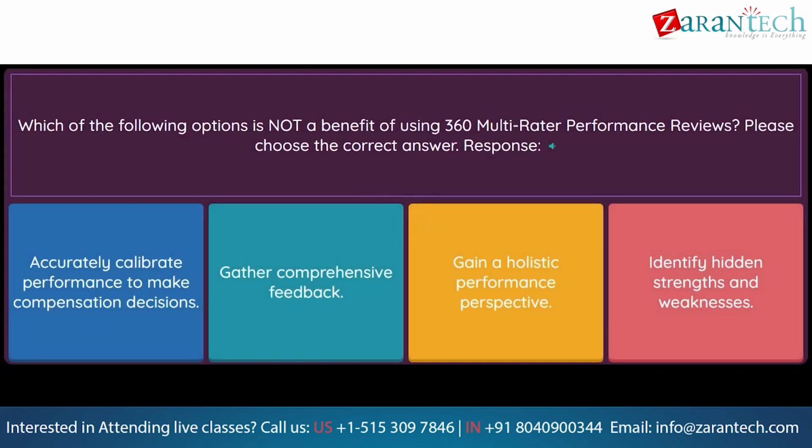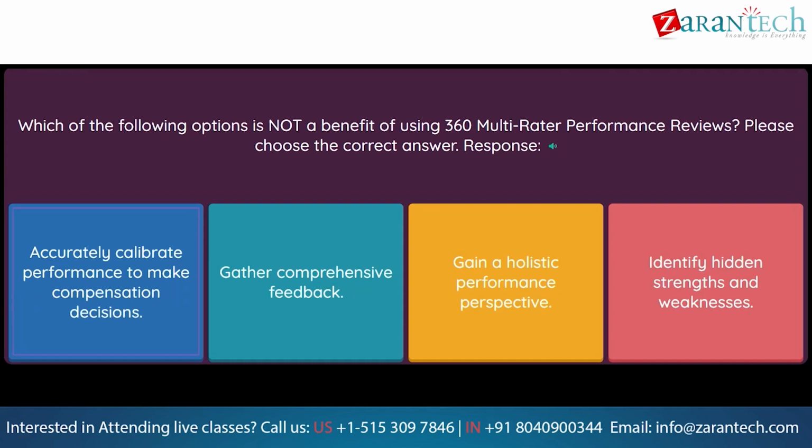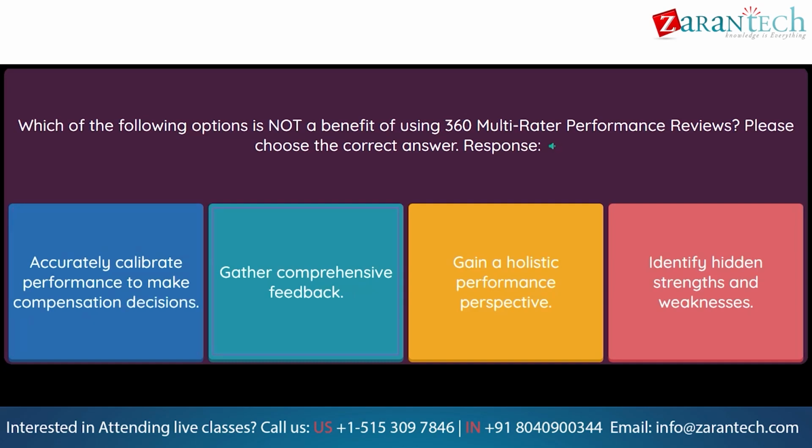Question: which of the following options is not a benefit of using 360 multi-rater performance reviews? Please choose the correct answer. Response: Option 1, accurately calibrate performance to make compensation decisions. Option 2, gather comprehensive feedback. Option 3, gain a holistic performance perspective. Option 4, identify hidden strengths and weaknesses.